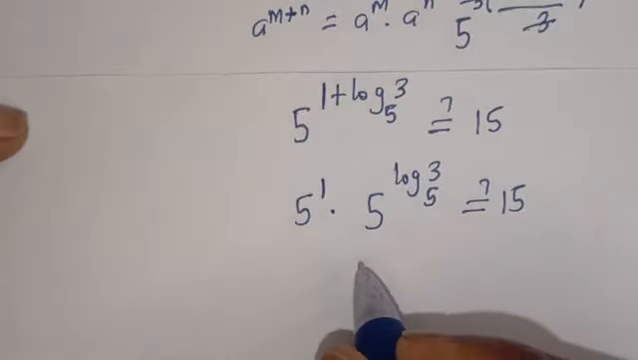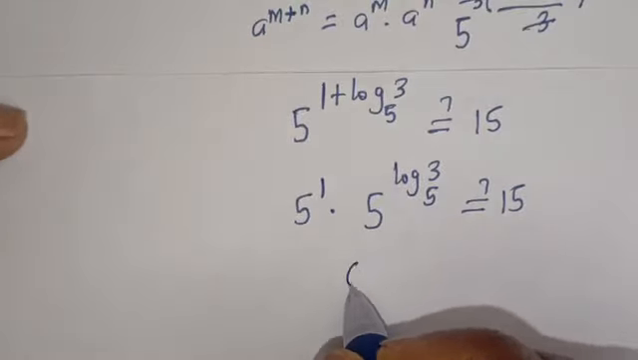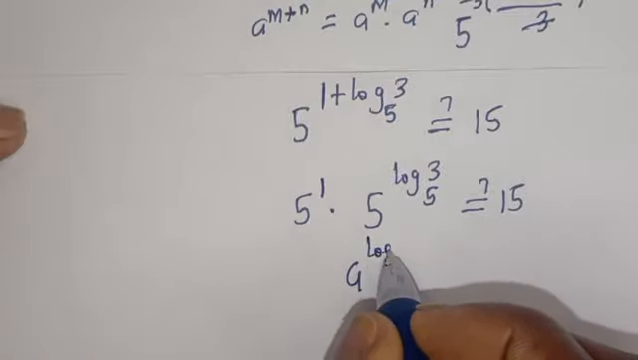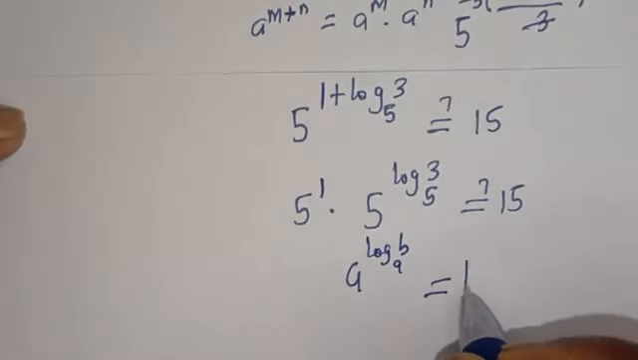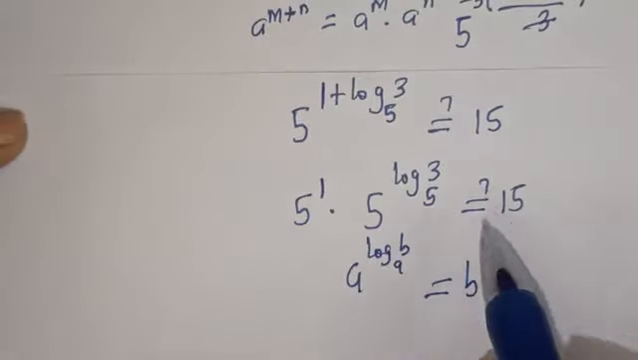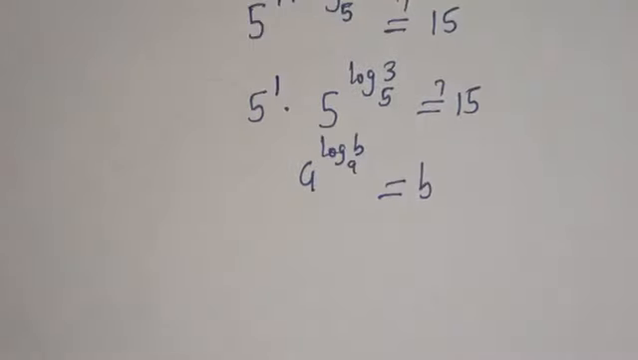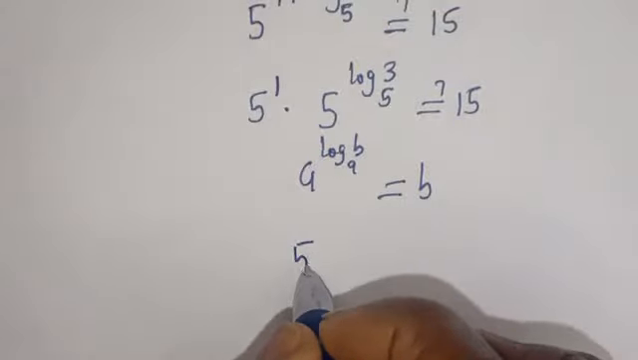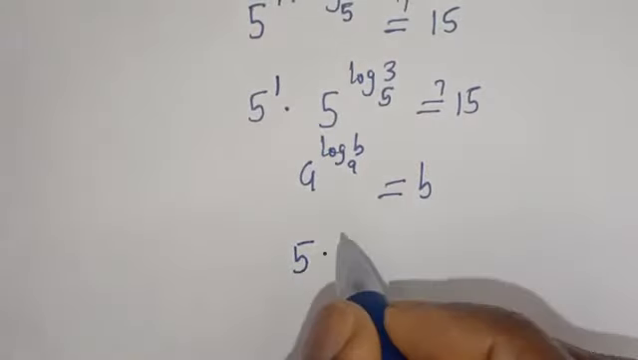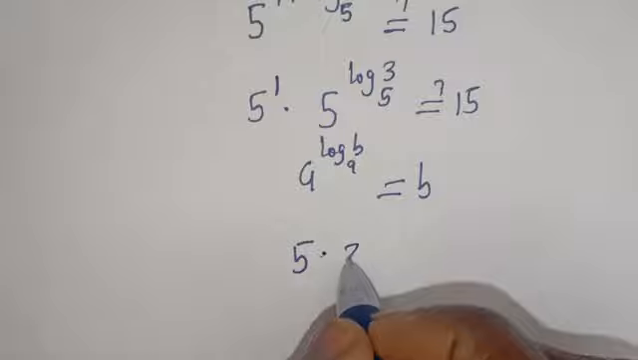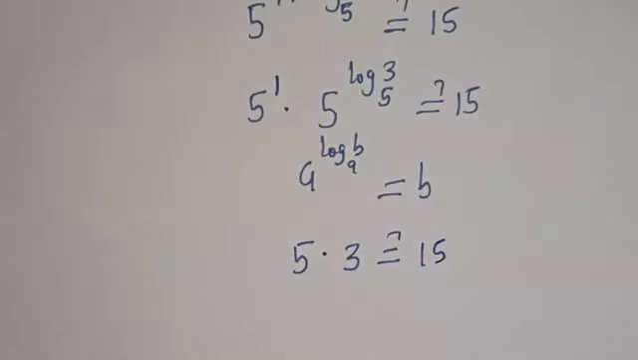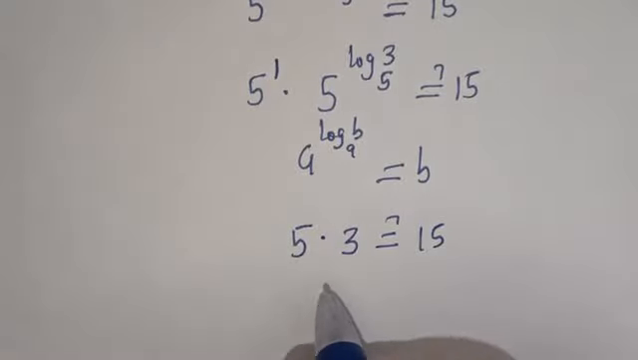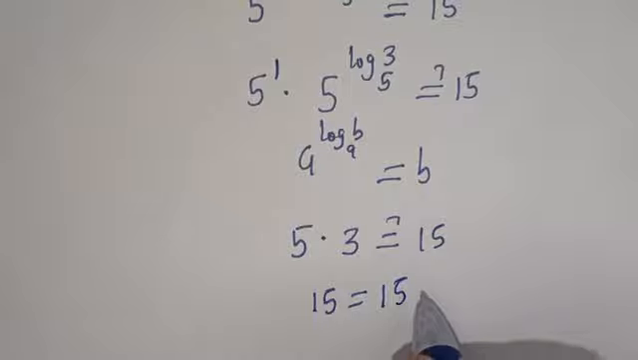Then if you have a to the power of log b base a, this is equal to b. Then the whole of this can be written as 5 multiplied by 3, which must be equal to 15. Therefore, 5 times 3, that is 15, is equal to 15, which is true.